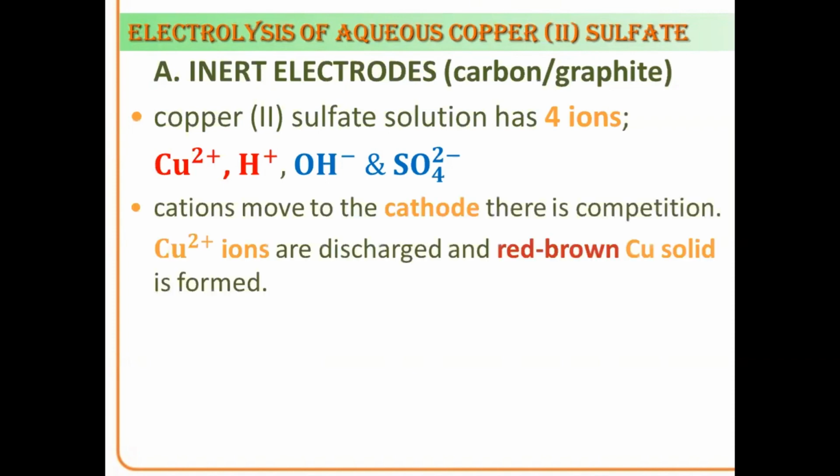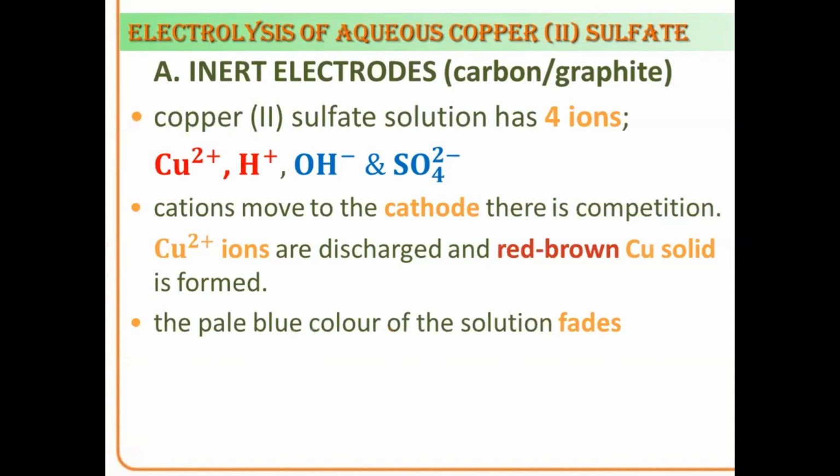The cations move to the cathode where there is competition. So the competition is between copper ions and hydrogen ions. If you go to your reactivity series, you realize that the copper ions are more reactive, and therefore copper ions are discharged, and a red-brown solid is formed at the cathode. Now, what do we observe in this reaction? First of all, we have a red-brown solid formed, which can coat the carbon electrode.